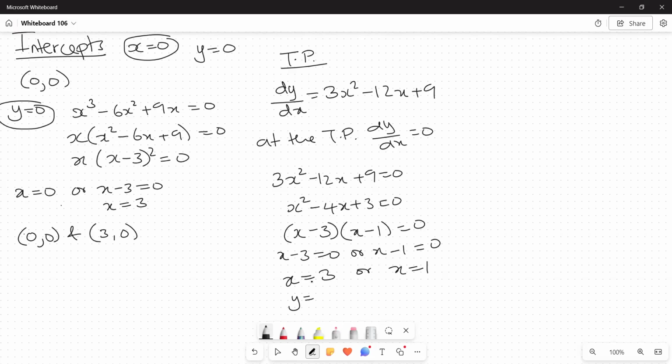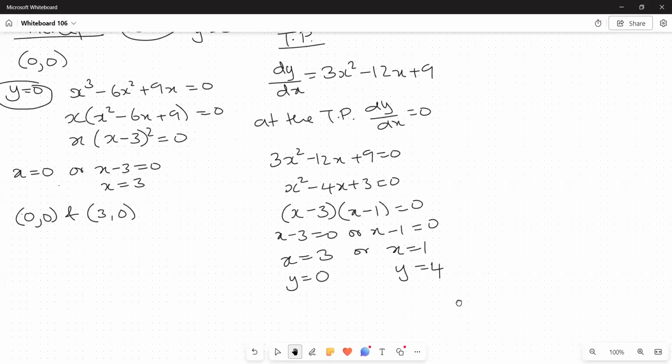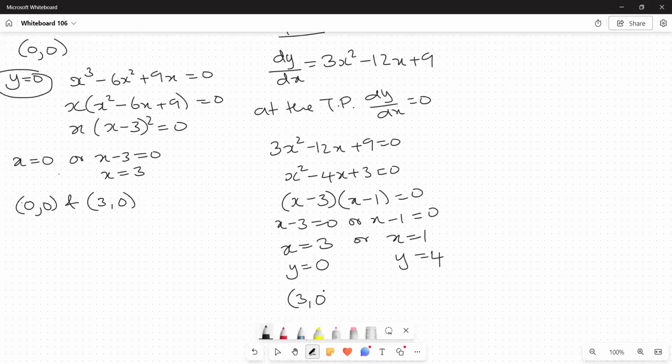And if x is 3, then if we substitute into the formula here, we get y is 0. And if x is 1, we substitute with 1 minus 6 times 1 plus 9, we get 4. Okay, so our turning points are 3, 0, and 1, 4.